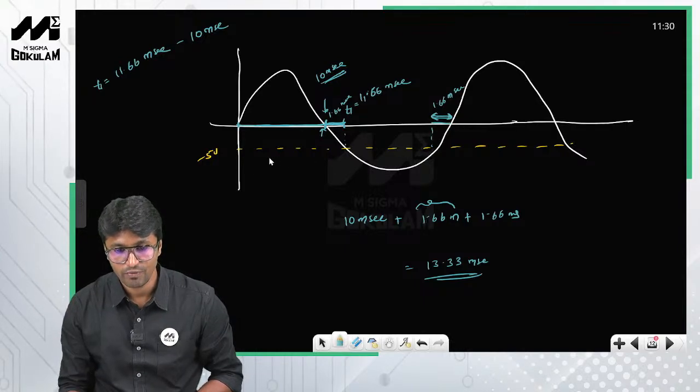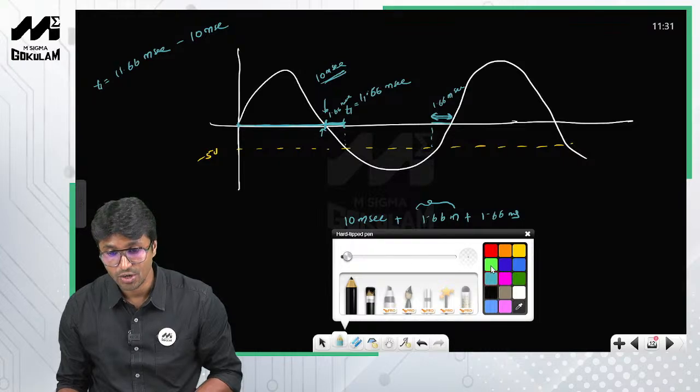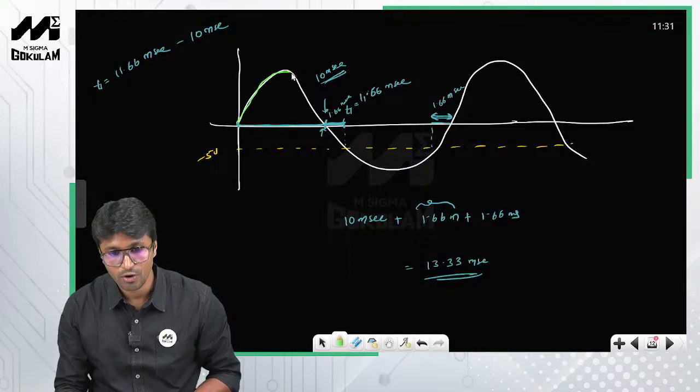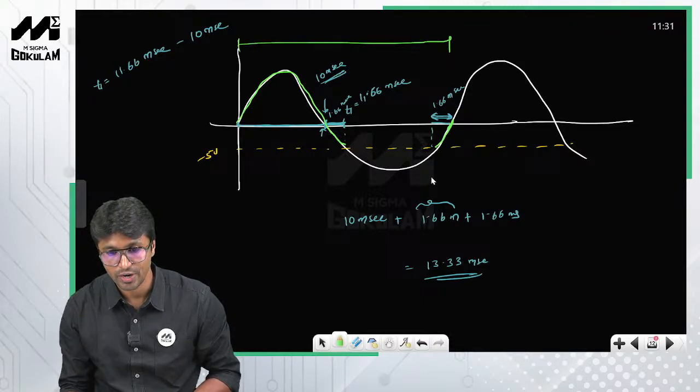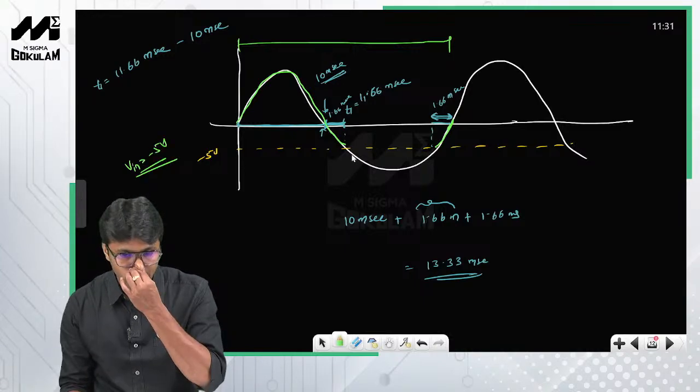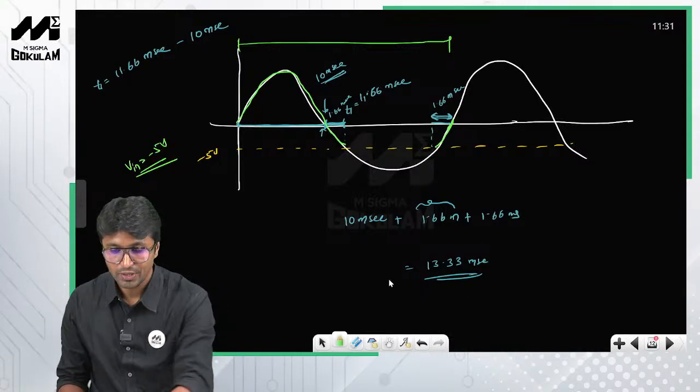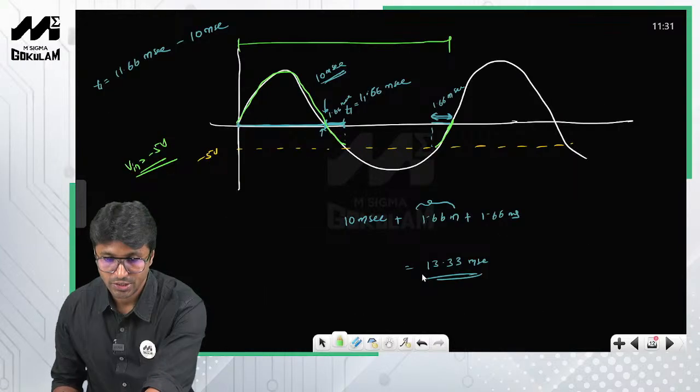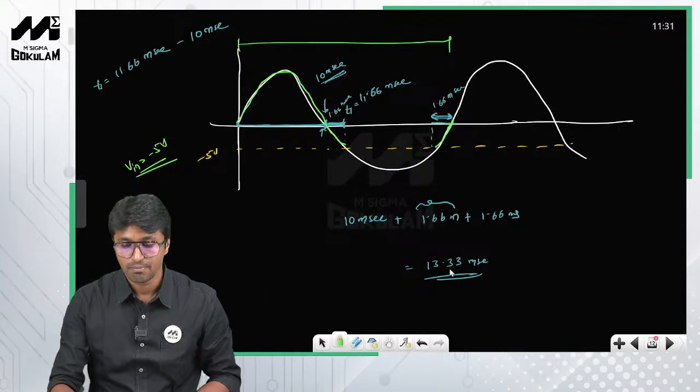What we need is the duration in which the diode is on. The diode will be on for this interval as well as this interval. In one time period, this is the duration in which the diode is on, for all input voltage greater than -5 volt. So this is how you calculate the duration for which the diode is on. The answer is 13.33 milliseconds.